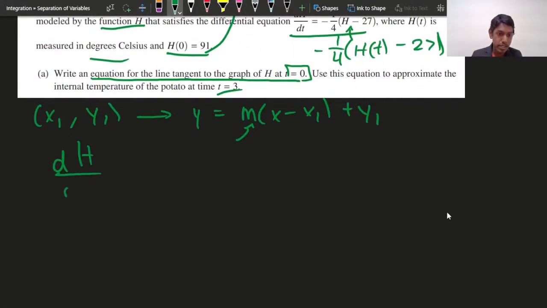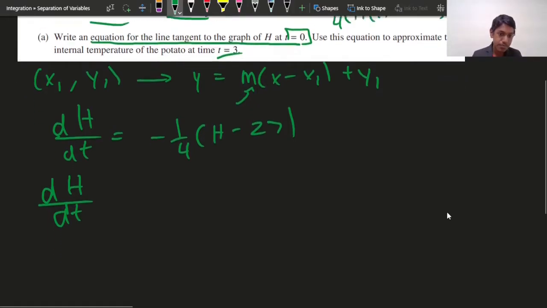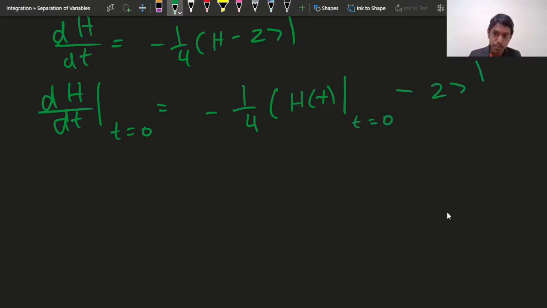So I'm just going to rewrite dh dt is minus 1/4 times h minus 27. Okay, so what point are we interested in? We're interested in t equals 0. So we're going to have to evaluate this dh dt at t equals 0, right? So what does that mean? Minus 1/4 h, so remember h is a function of t, right? I'll write it like this just to make it crystal clear. So h of t at t equals 0 minus 27.